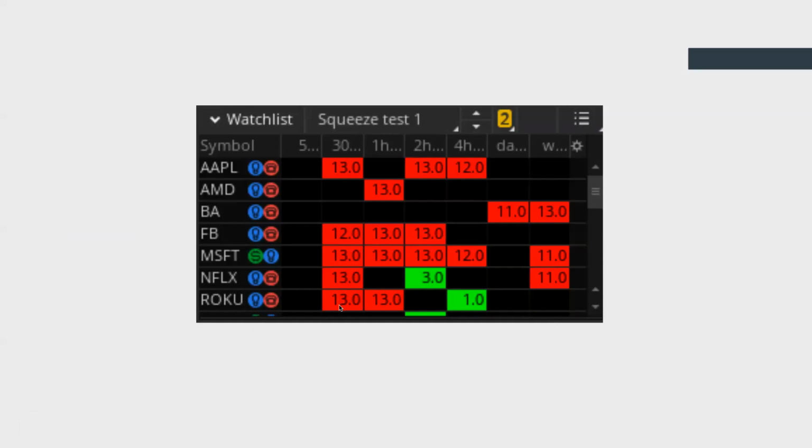Have you guys seen this already? No. Okay. As you can see here, Netflix is in a 30-minute squeeze. Let me see. Yes, I'm recording. So Netflix is in a 30-minute squeeze and it's released from a 2 hour squeeze.